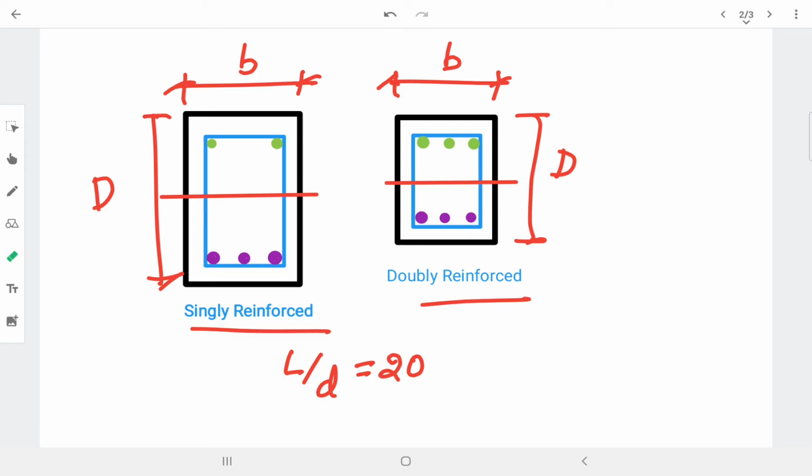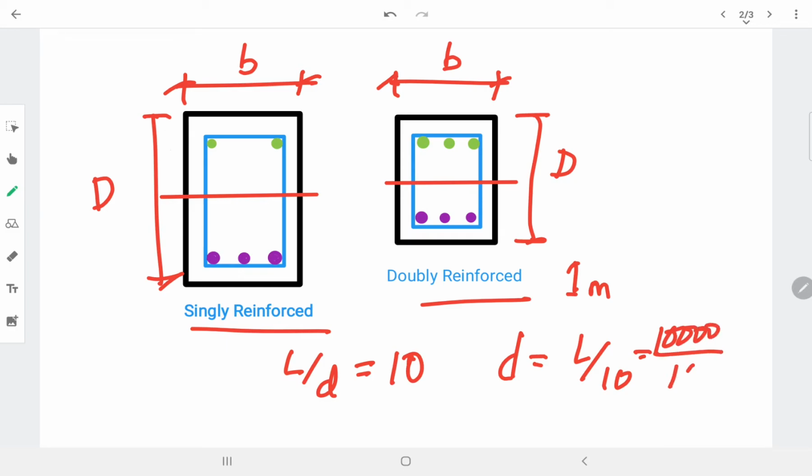For example, if the span is 10 meters and you are considering higher spans, the L by D ratio is around 10. If you consider that, you will get 1 meter depth of beam, as it is L by D. So small d is equal to how much? L by 10. A 10-meter span means 10,000 divided by 10, so the depth is equal to 1000 mm.